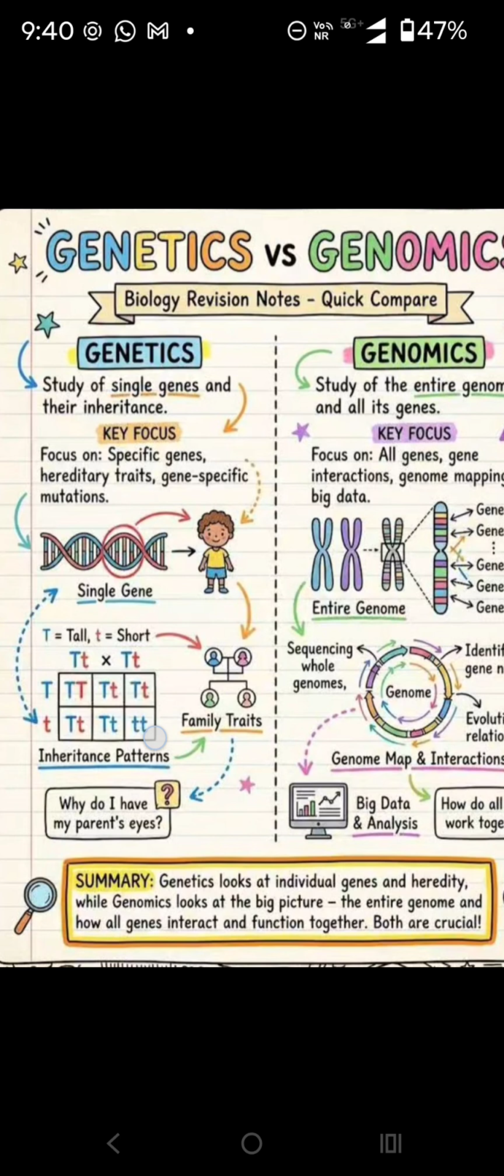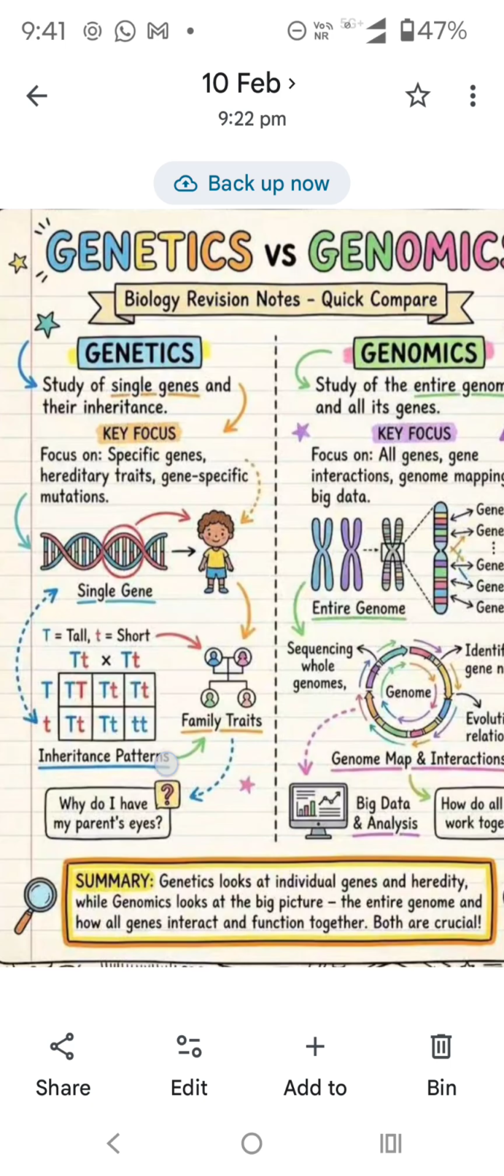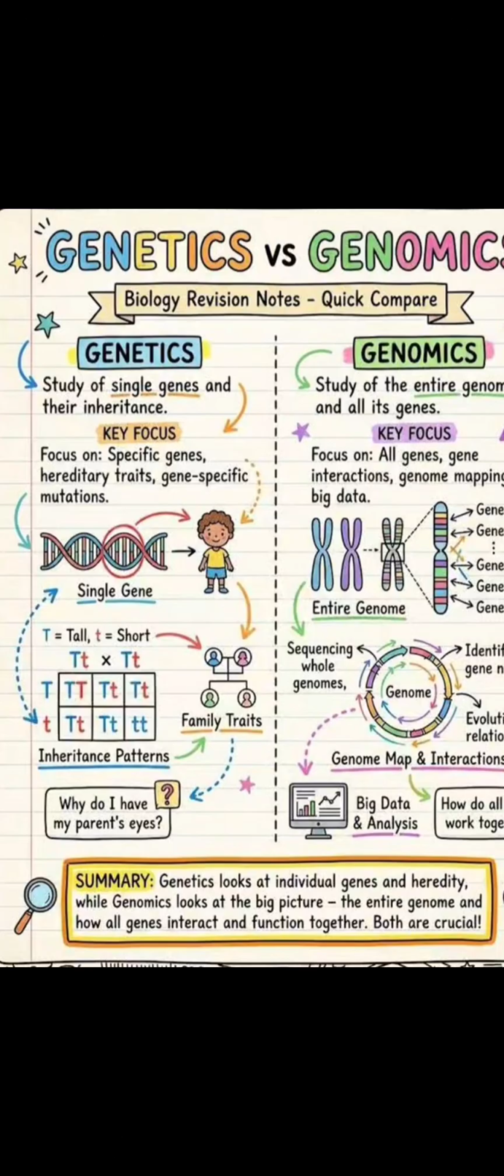But if these hybrids are self-crossed, then we get capital T capital T, capital T small t, and small t small t. That means we are inheriting different characters, and there will be a ratio of 1:2:1. One will be tall, one will be small or dwarf, and two will be hybrid, showing the tall character but being hybrid. So in this way, if we are studying the genes, or the transmission of characters to the next generation, then it means genetics.